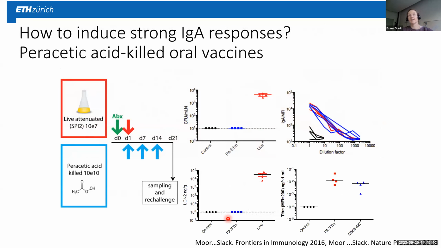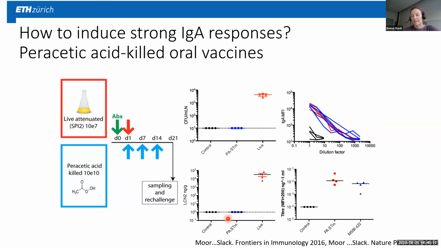The first thing that we needed to do when we started this whole journey was to actually be able to induce these secretory IgA responses specific for salmonella. And it turned out when we started out that the main way that people were doing this at the time was to use so-called live attenuated vaccines. So these are based on a specific mutation in the salmonella genome that makes them a little bit less virulent. They don't kill the animals anymore.